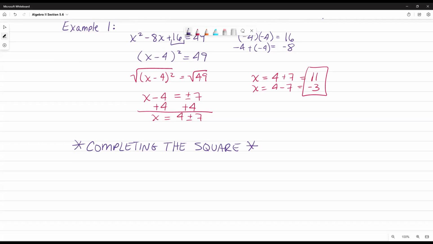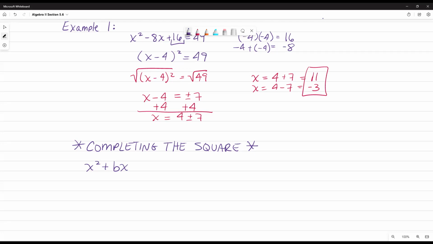If you have an expression that is in the form some variable squared plus a constant b times that variable, like if we had x squared minus 8x, then you add the square of half the coefficient of the linear term. Let me just show you.